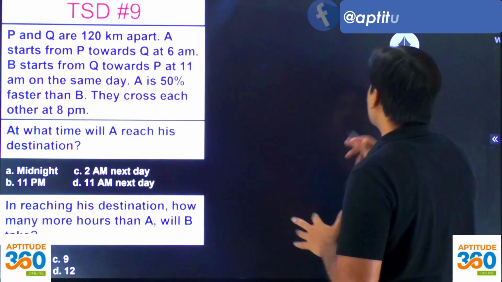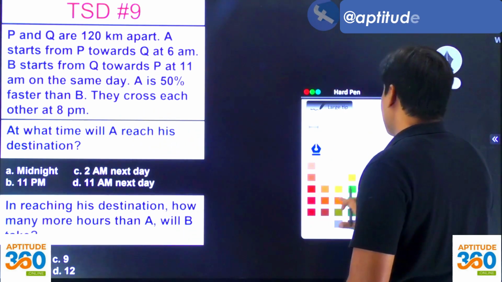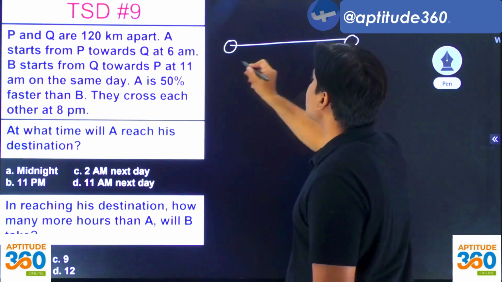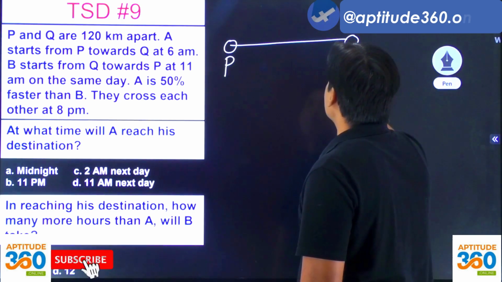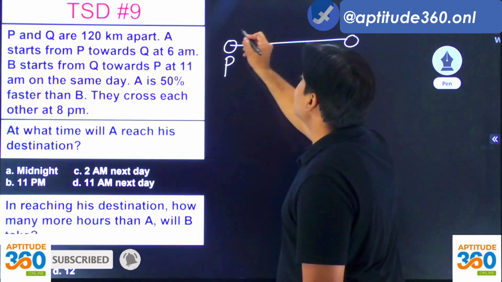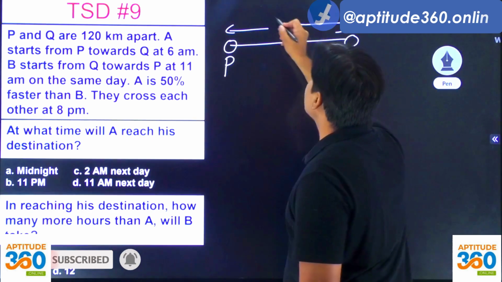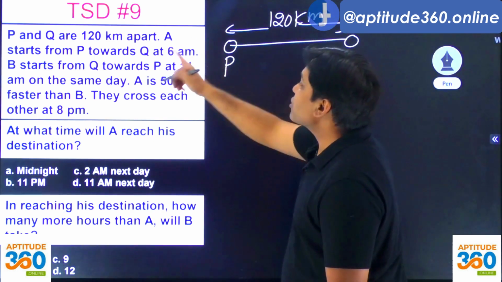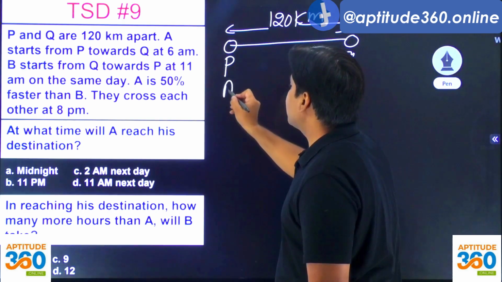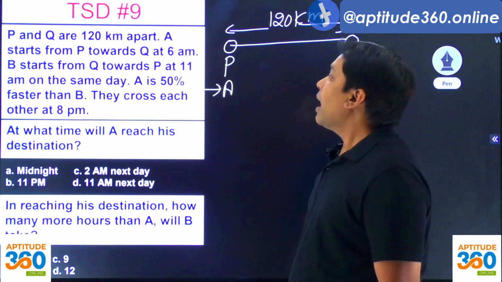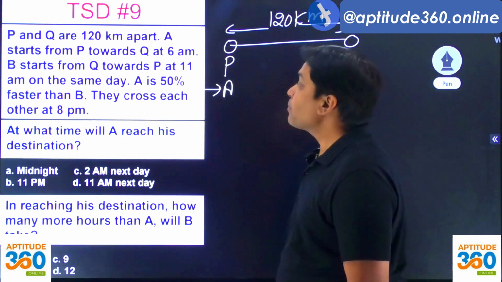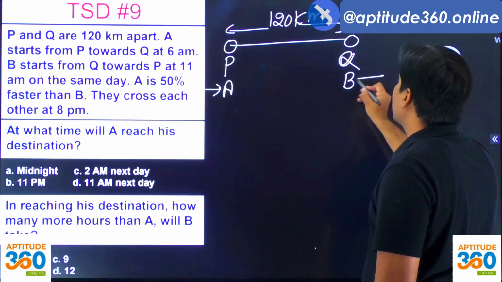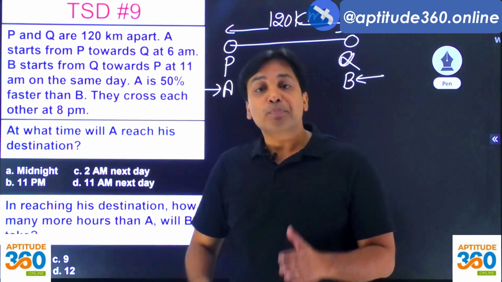So first thing first, the problem tells you that there are two points and the distance between these two points is given to you as 120 kilometers. So this is point P and this is point Q. The distance is given to you as 120 kilometers. Now A starts from P, so A starts from here at 6 a.m. whereas B starts from Q, so B is going to start from here at 11 a.m. So now please understand this.